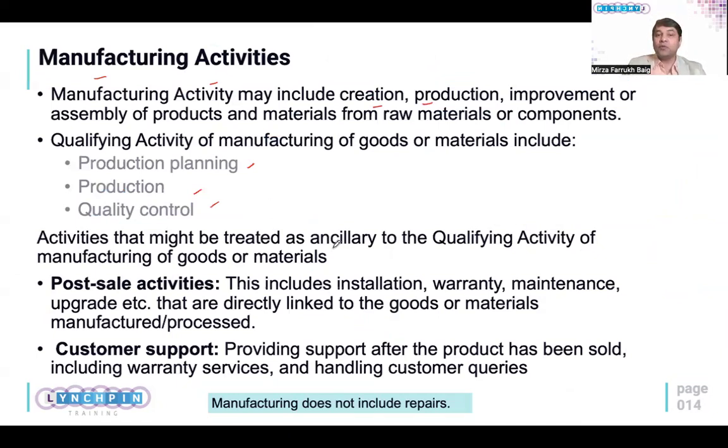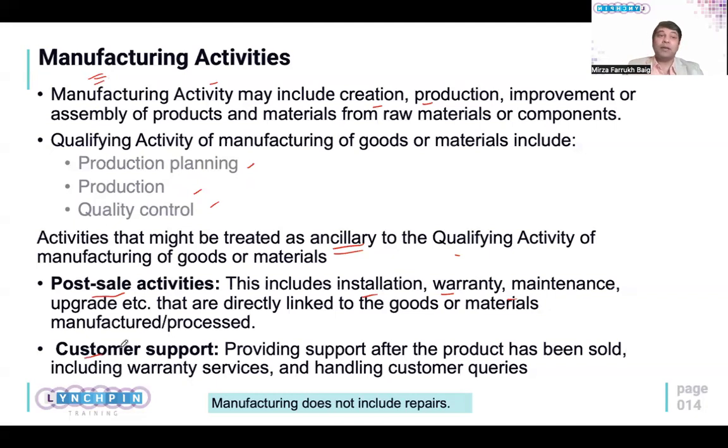There could be some ancillary activities. The concept of ancillary activities is that they can only be conducted with my principal activity, and I am not giving them as a standalone service. So there could be some post-sale activities, which include the installation, warranty, or maintenance of my own product which I have manufactured here. It would also be included as a qualifying activity, and similarly, customer support would also be there.